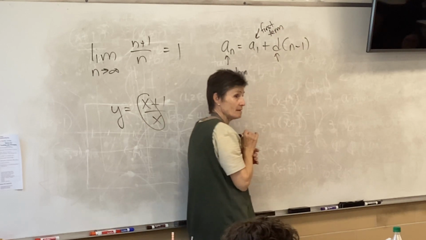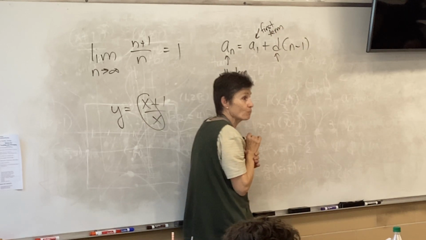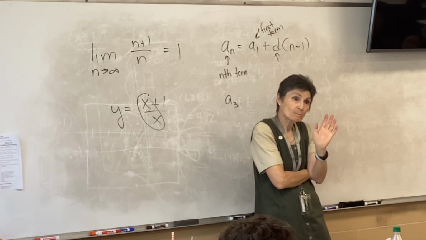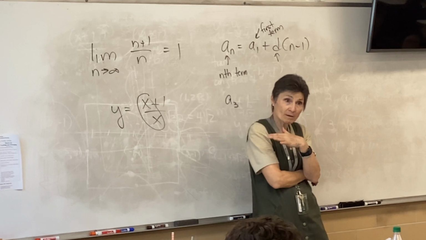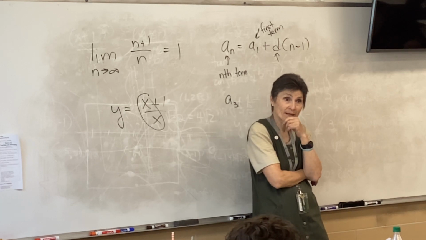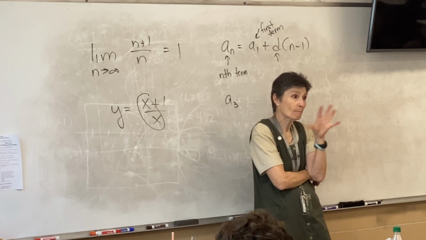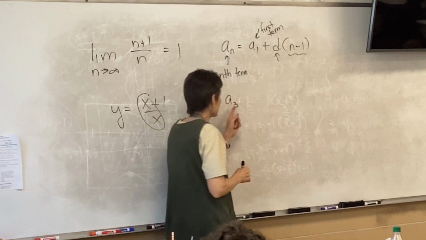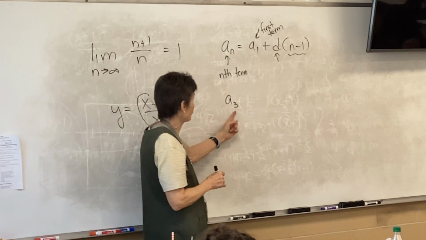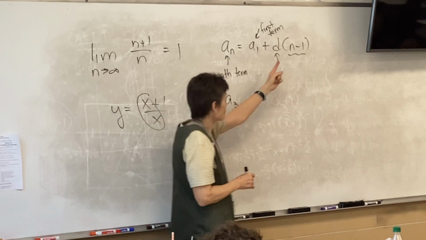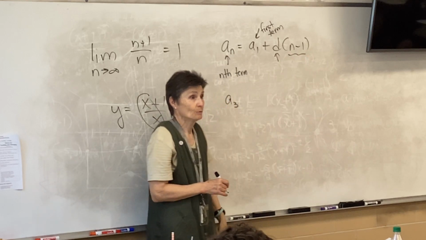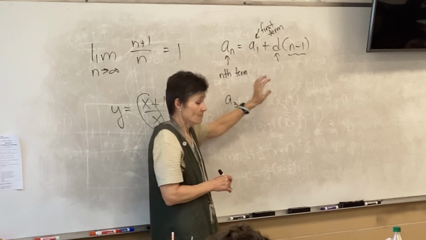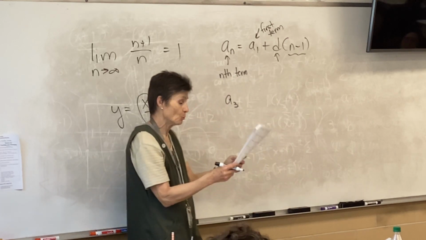This is the common difference. Remember what makes a sequence arithmetic? We get from term to term by adding the same number. That number is called the common difference. So that's the number that you're adding to generate your sequence. And then n minus 1 is, well, if I were finding the third term, that's n. So n minus 1 would be 2. This is what we call an explicit formula. This will find any term you want.